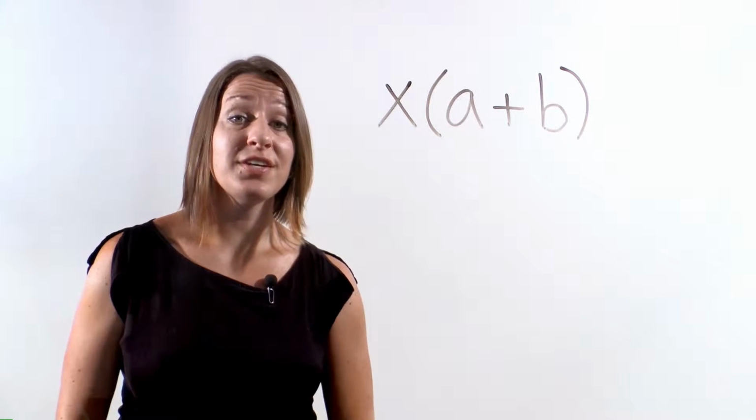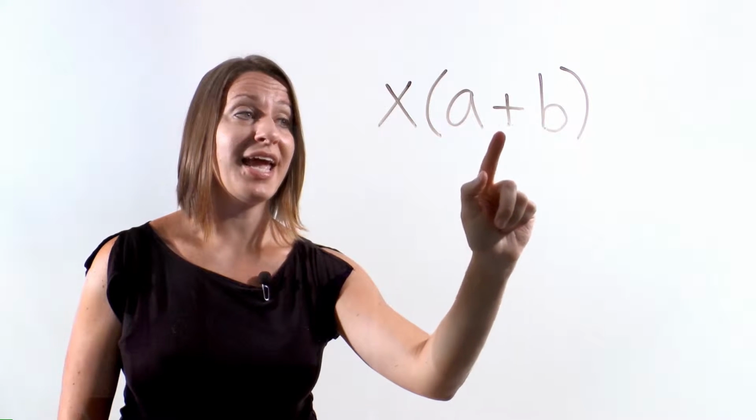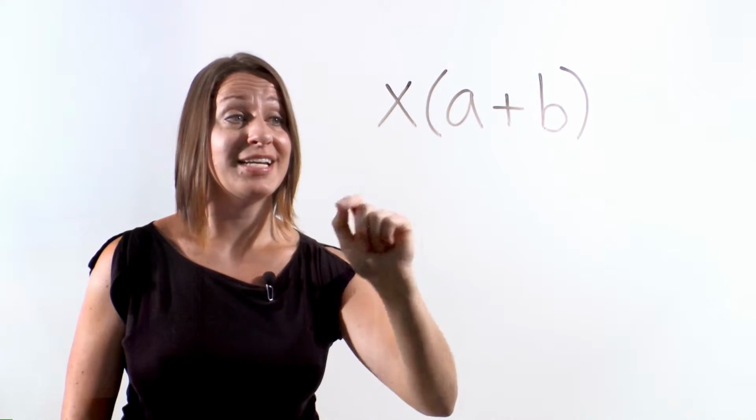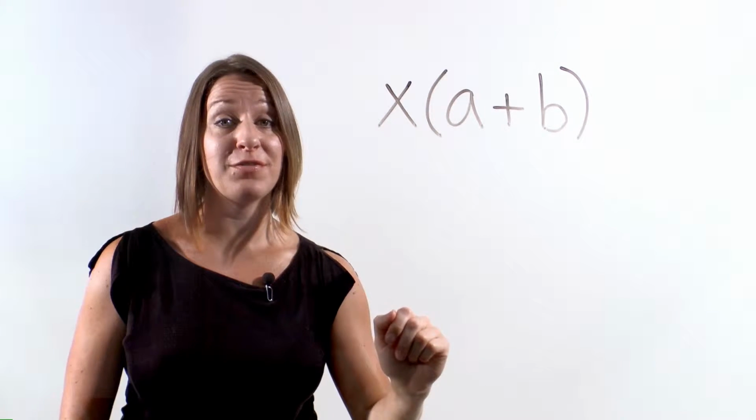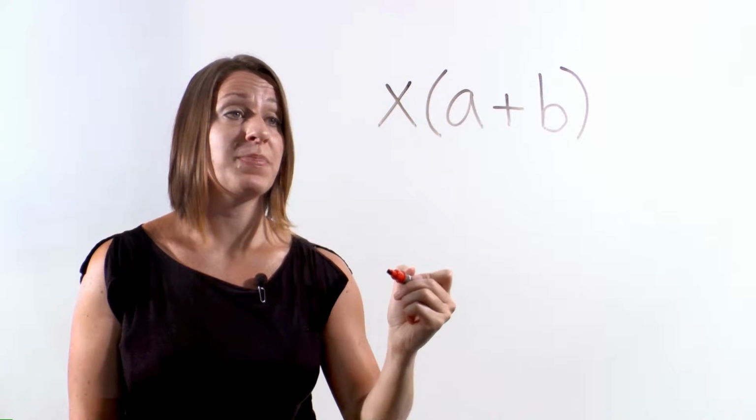Okay, let's take a look at this last problem. We have x times a plus b. Notice that there's no numbers, and so probably it already looks very difficult for you, but you can solve this in a cinch. Here we go.